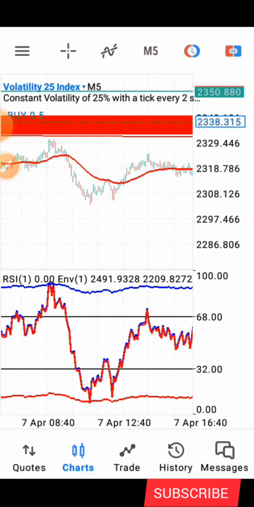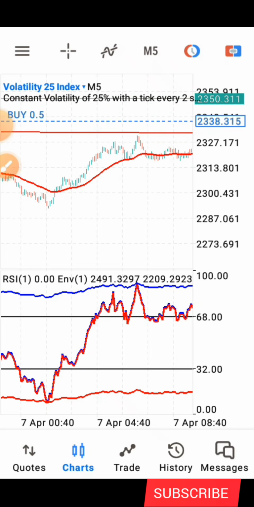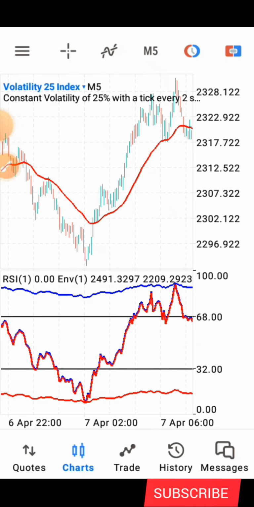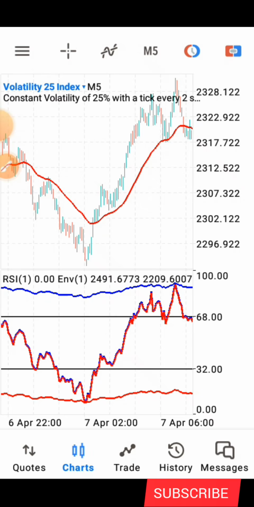So this is a very good strategy, guys. I want you to back test this strategy and see how good it is for yourself. It's a very good strategy that will make you money in the long run. So make sure you back test the strategy and see how it's working for yourself. So that's pretty much everything, guys.